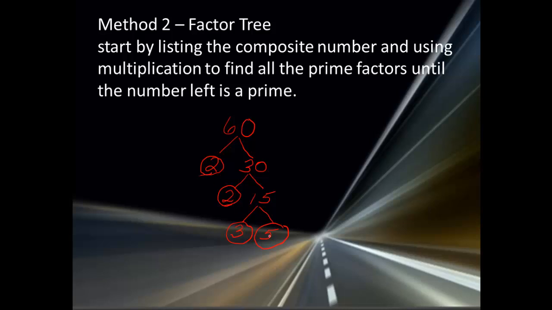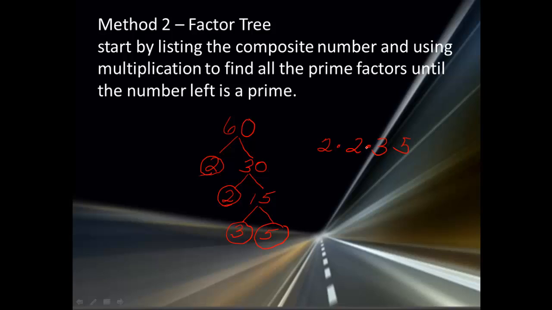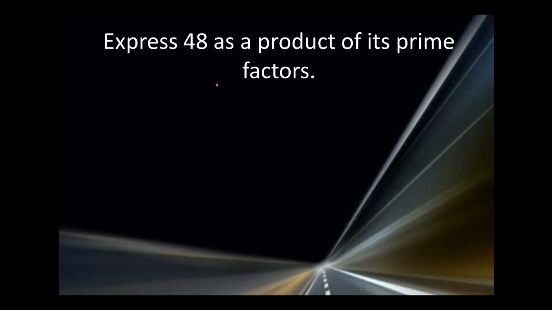So now I have listed all of my prime factors: 2, 2, 3, and 5. Multiply them all together, and they will equal 60. I will check. 4 times 15 does equal 60. As a product of its prime factors.